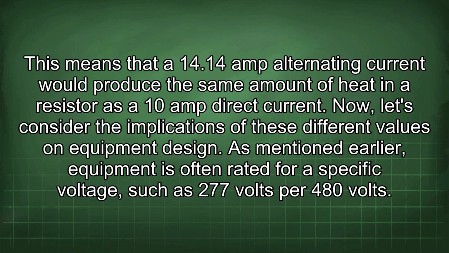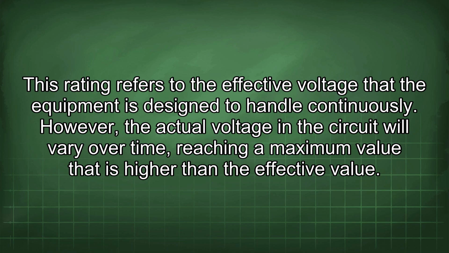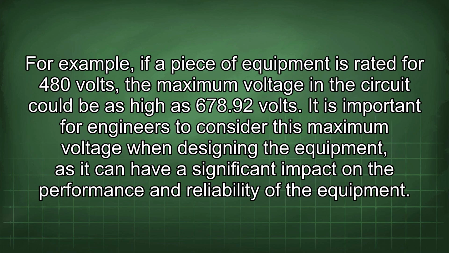Now, let's consider the implications of these different values on equipment design. As mentioned earlier, equipment is often rated for a specific voltage, such as 277 volts per 480 volts. This rating refers to the effective voltage that the equipment is designed to handle continuously. However, the actual voltage in the circuit will vary over time, reaching a maximum value that is higher than the effective value. For example, if a piece of equipment is rated for 480 volts, the maximum voltage in the circuit could be as high as 678.92 volts. It is important for engineers to consider this maximum voltage when designing the equipment, as it can have a significant impact on the performance and reliability of the equipment.